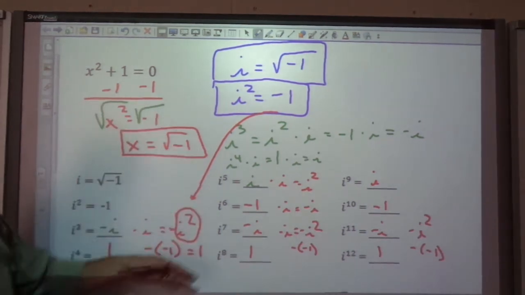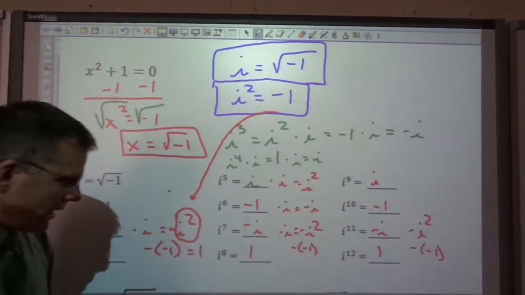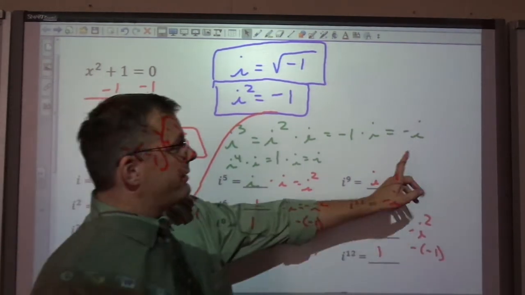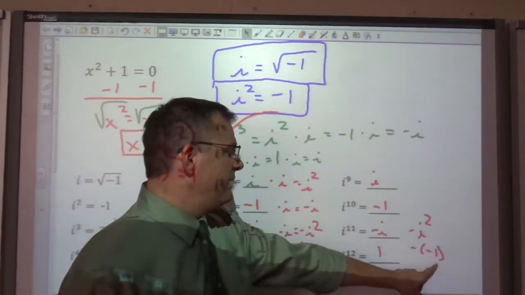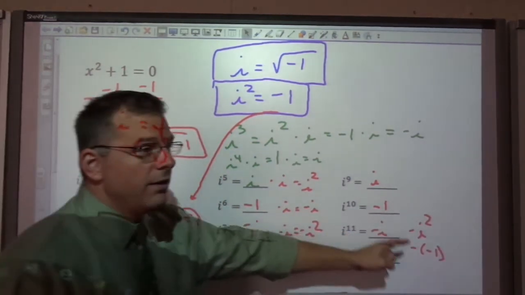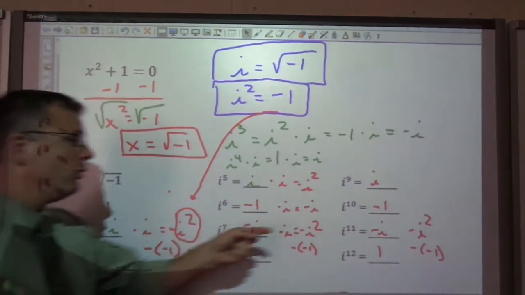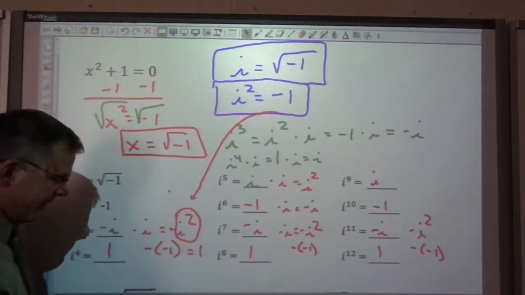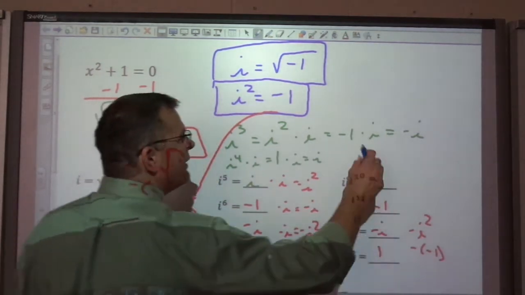Every 4, it repeats. So what is i to the 16th? Well, this would be 13, 14, 15, 16, which would be the same as 12, and same as 8, and same as 4. It would be 1. i to the 20th, 1. You can always divide by 4. If I said, what is i to the 25th?